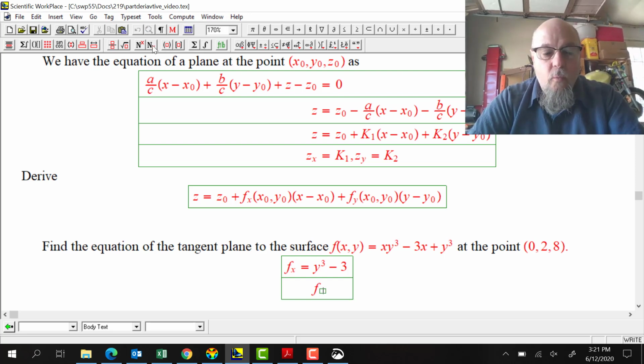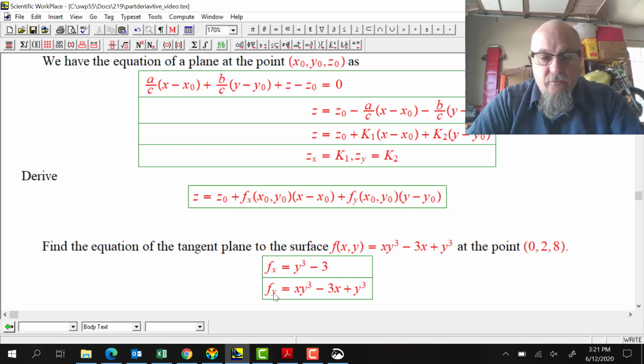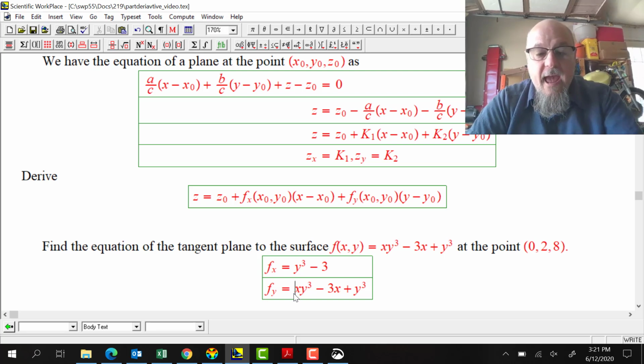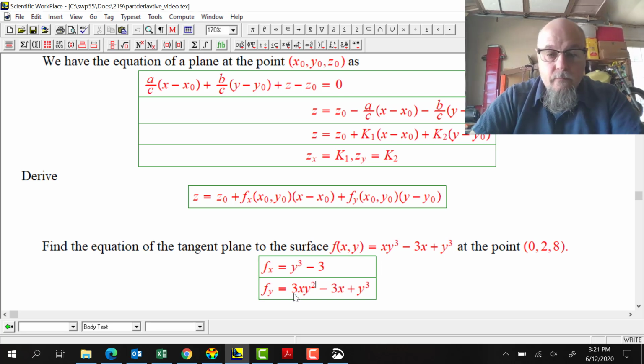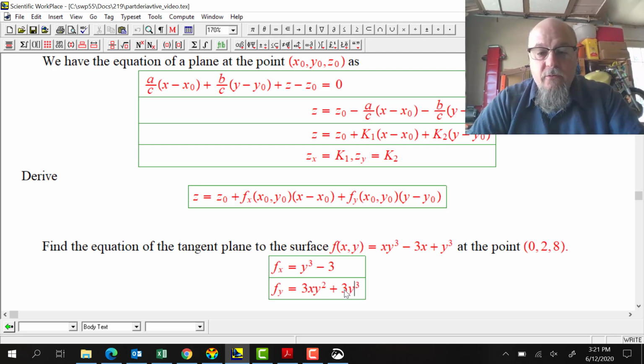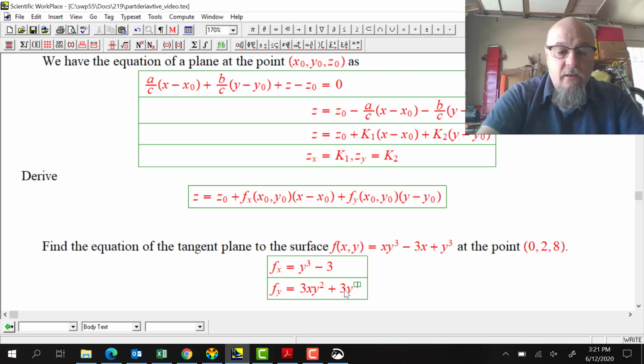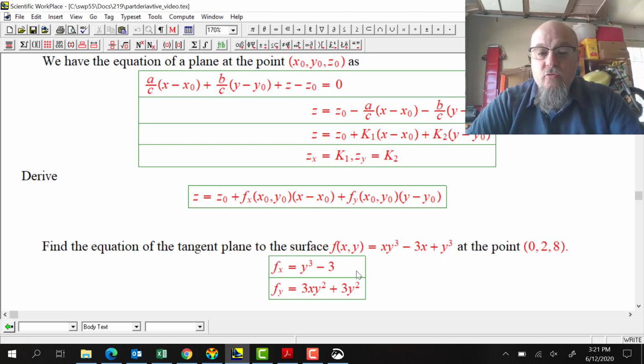Derivative with respect to y, I'm going to be differentiating this function with respect to y. X is a constant. If x is a constant, minus 3x is a constant, so that derivative is 0. That's a 3 and a squared. So there are my two derivatives. Well, those are my two derivative formulas.